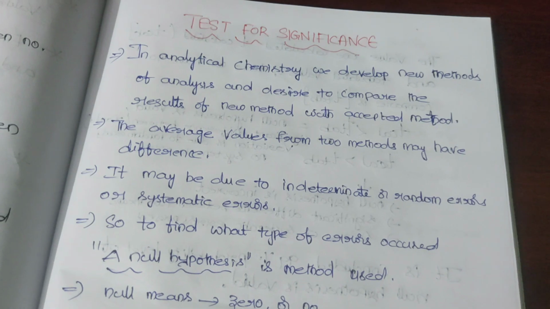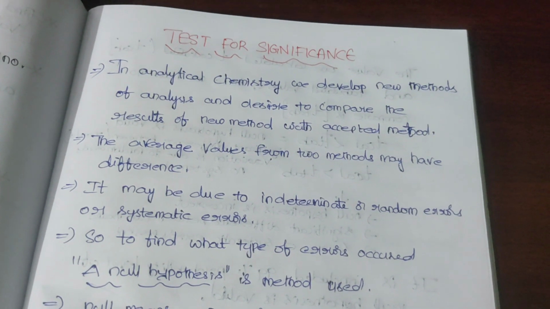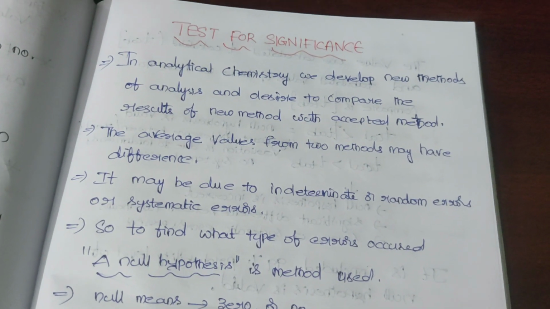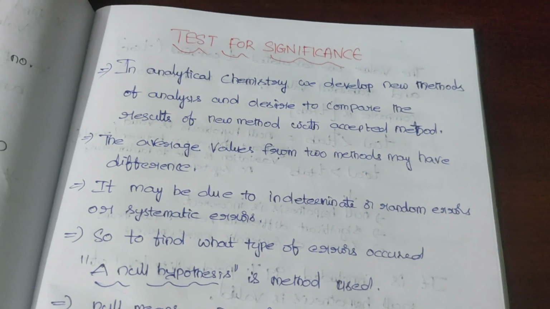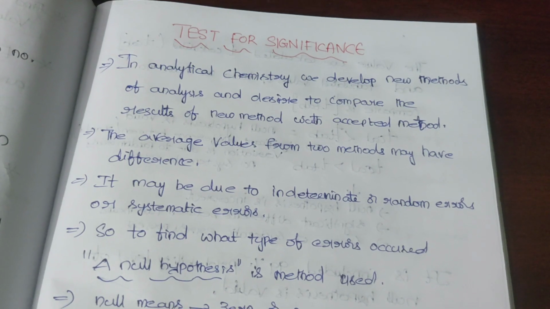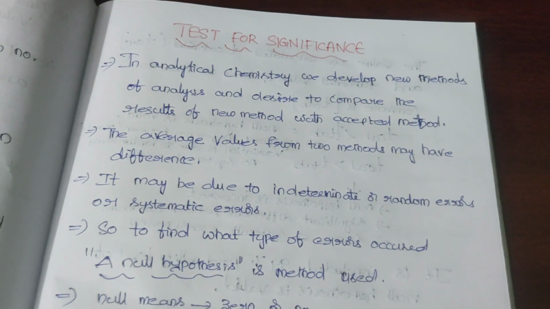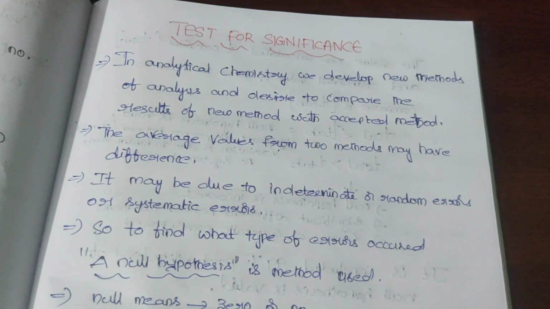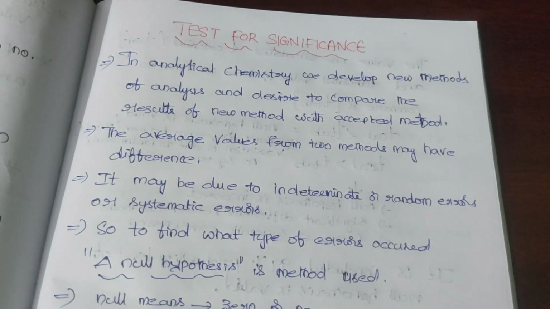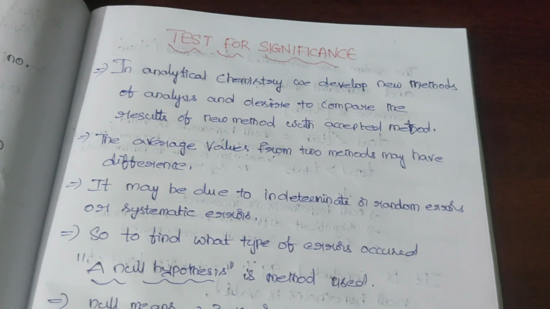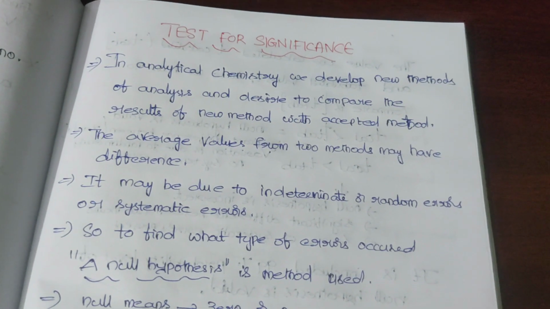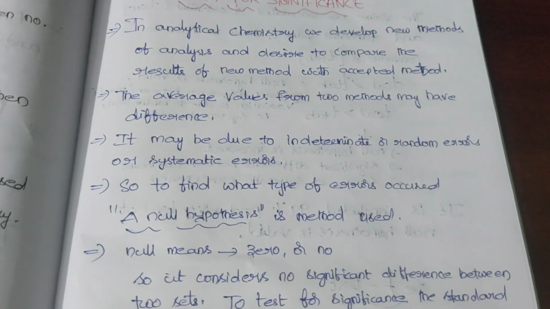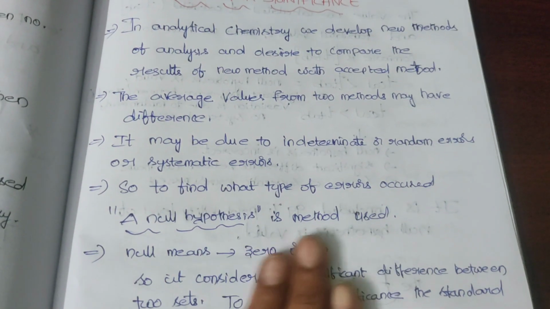This difference occurs maybe because of indeterminate errors or random errors. We cannot determine these errors. They occur randomly. So it may be due to indeterminate errors or random errors, or systematic errors. With systematic errors, also called determinate errors, we can find out the cause of the errors and we can rectify it. So what type of errors are occurring, and how can we minimize them?